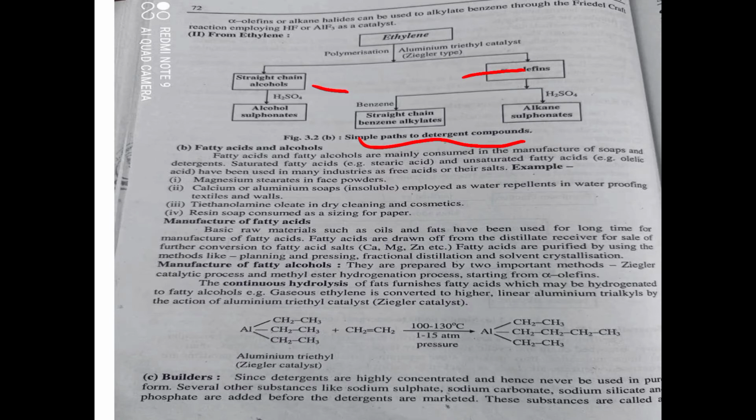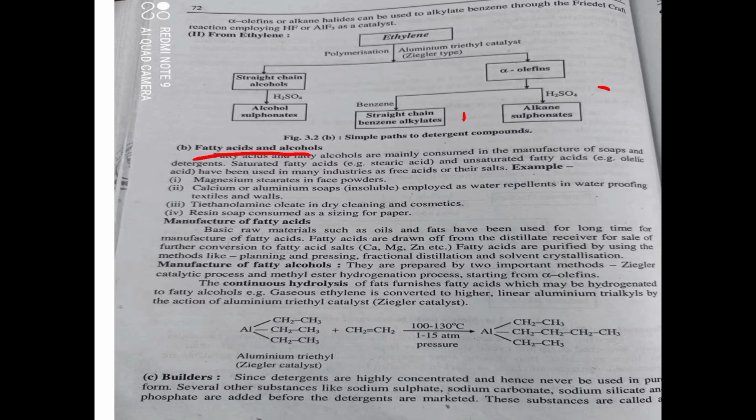Again this straight chain alcohol can react with acid, forming alcohol sulfonates. Then this alpha olefin can react with benzene and sulfuric acid, forming straight chain benzene alkylates and alkane sulfonates. Okay, so this is the process chart for the ethylene. Then B is a raw material used for the detergent.